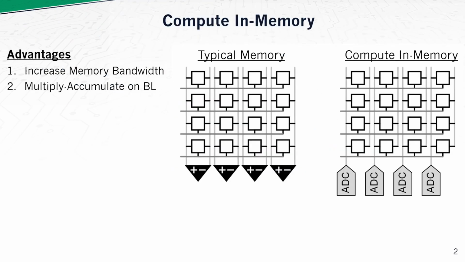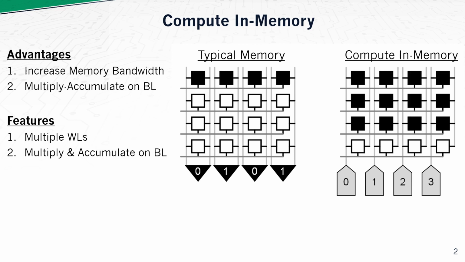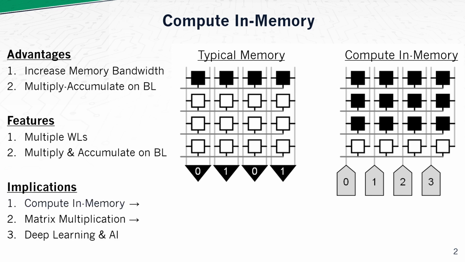Compute memory is an exciting technique that can greatly increase memory bandwidth and perform multiplication and accumulation on the bit lines of a memory array. We can illustrate this by comparing a compute memory array and a typical memory array. First, we swap our sense amplifiers for analog to digital converters, and now we can enable multiple word lines at the same time, and add the results on the same bit lines. This additional functionality makes compute memory an excellent kernel for matrix multiplication, which serves as the basis for deep learning applications.